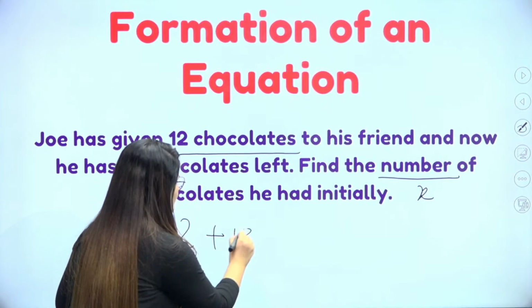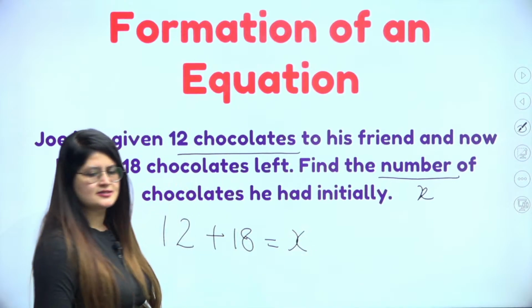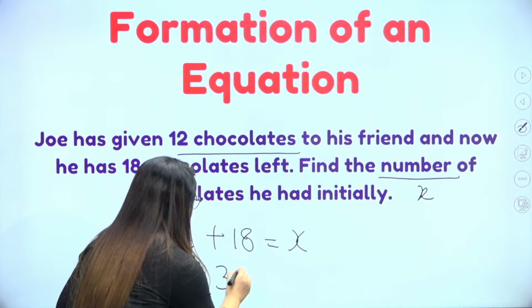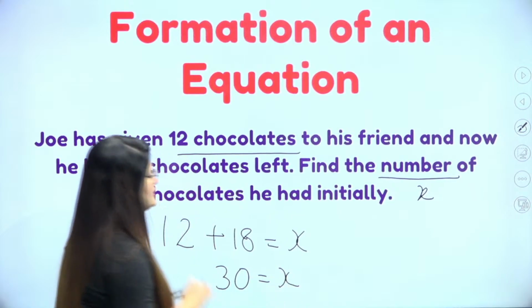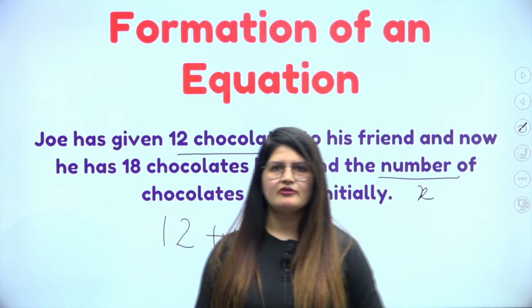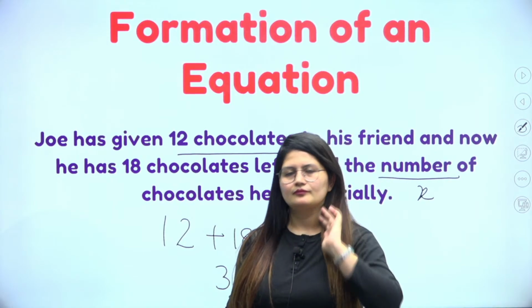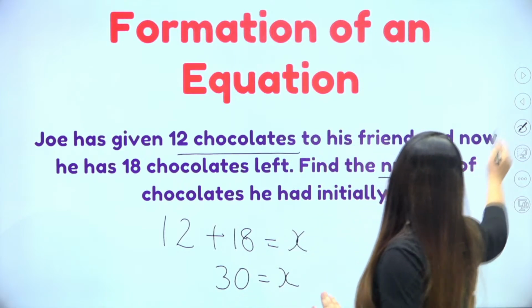Yes. So that means the total number of chocolates that he has, which is x, is equal to 12 plus 18. So that means initially he had 30 chocolates, out of which he has given 12 to his friend and 18 he has as of now. Okay? Yes, everybody is clear with this, how we are going to calculate this? Okay, very good. Moving on, let's have the next question.